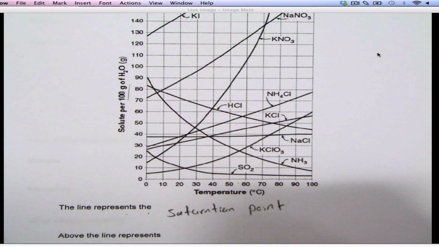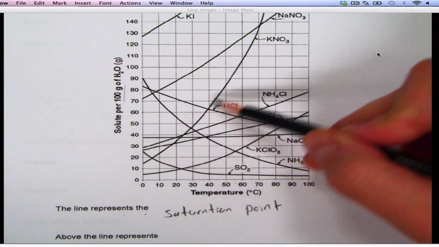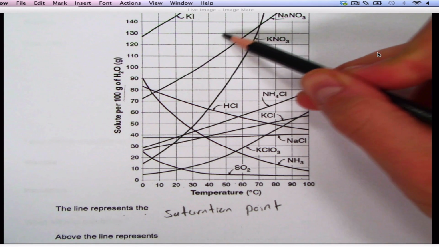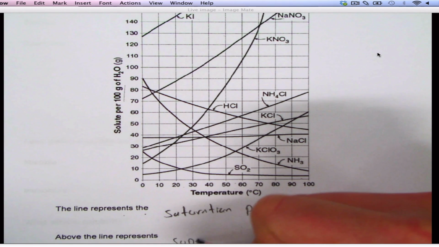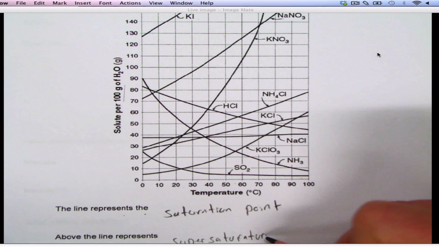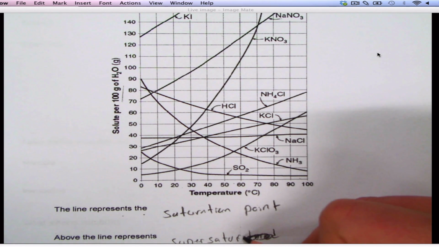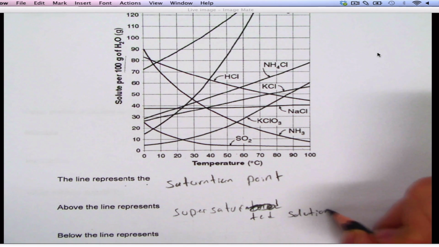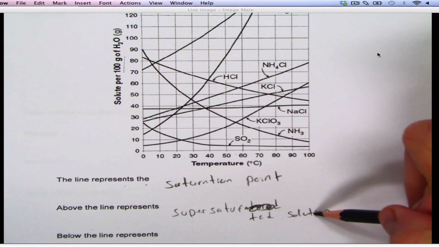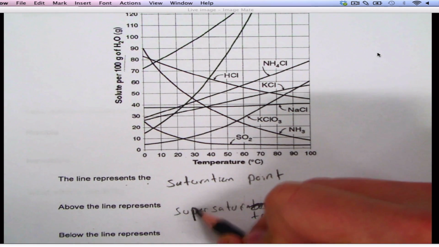is the saturation point. Above the line, if I'm looking at this KNO3 line right here and I dissolve more than that, I'm way up here, that would be a supersaturated solution. Supersaturated, I spelled that one wrong. Okay, supersaturated solution. A supersaturated solution means that you dissolved more than what you should at that given temperature because of some special techniques you did. We'll probably make a supersaturated solution in class too.